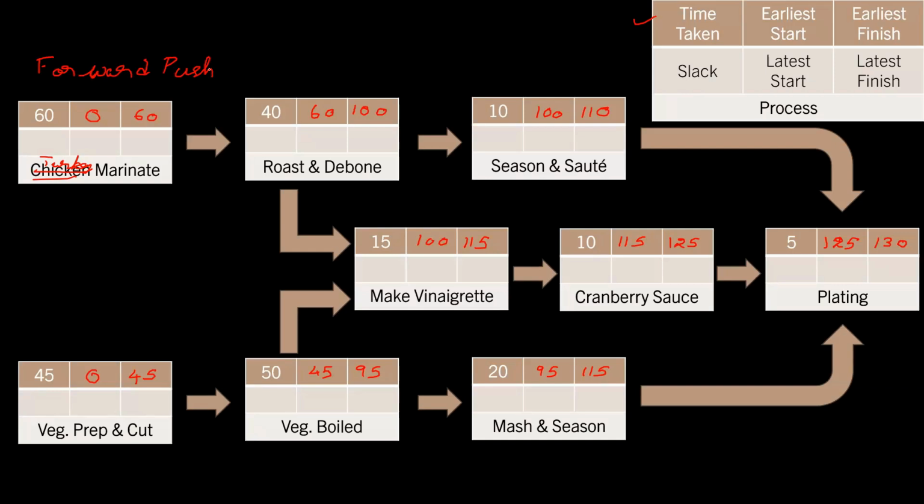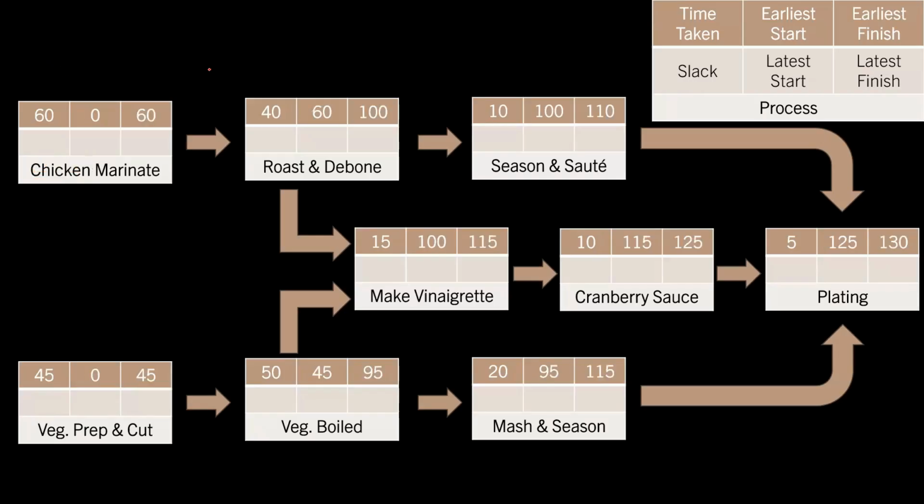Now, how do we figure out latest start and latest finish? So what we do for that is we do something called a backward push. So we have done a forward push. Now we will do a backward push. The backward push means you know that this is fixed. I have to finish the dish on the 130th minute. To achieve this, when is the latest that a process can finish and when is the latest that a process can start? Let's try to figure that out.